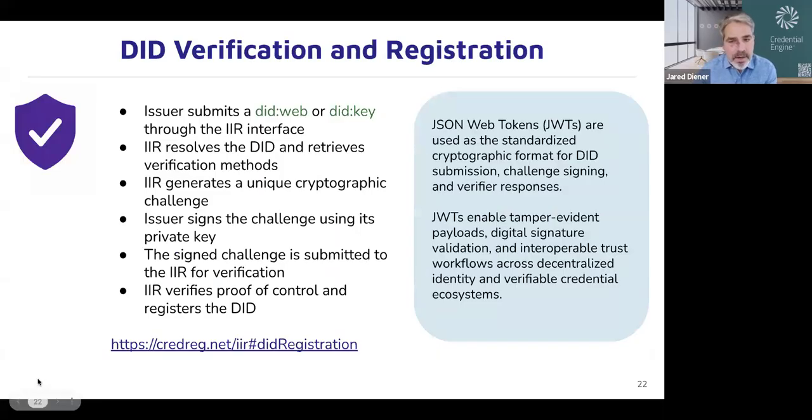So a few words here on the DID verification and registration. When an issuer is ready to register their DID, they would submit it through the IIR interface. From there, the IIR resolves the identifier and it kicks off a verification process. We generate a unique cryptographic challenge and send it back to the issuer. They sign it using their private key and return it to us, and we verify that signature to confirm they actually control the identifier they're claiming. Important thing to note here is that private keys never leave the issuer's hands. They're never transmitted to or stored by Credential Engine.